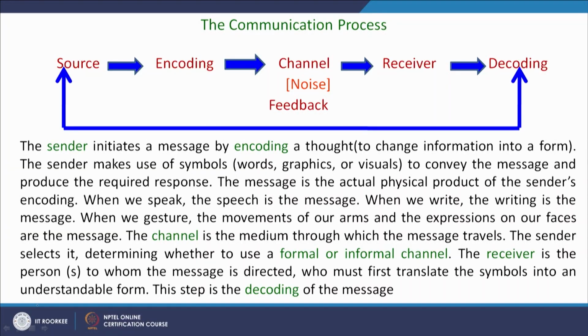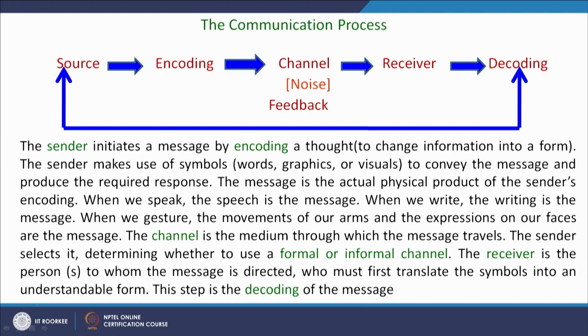As soon as this message is encoded, it is transmitted through a medium, that is the channel through which the message travels. That means through a proper channel, from one authority to another, or informally, where we approach the target person directly. So, the sender selects and determines whether to use a formal or informal channel. The receiver is the person to whom the message is directed and who receives it from the sender.